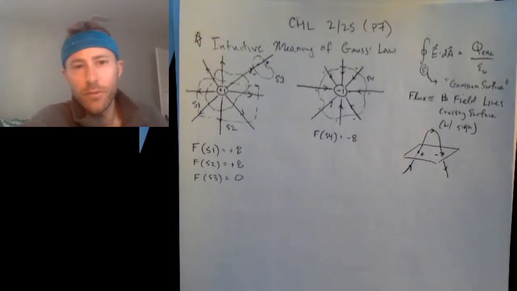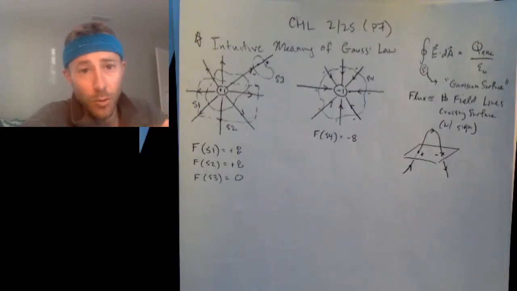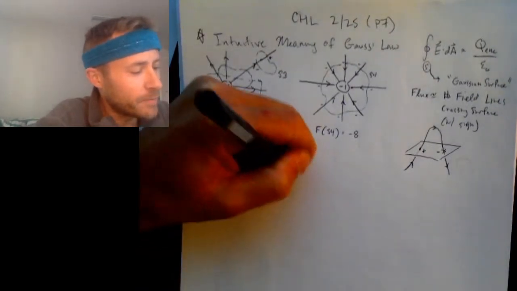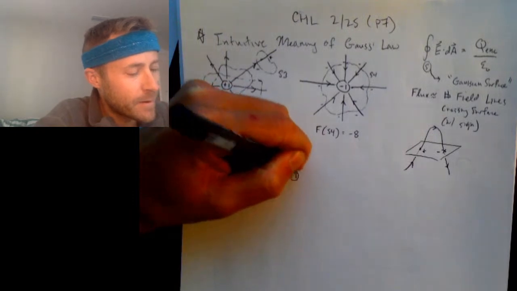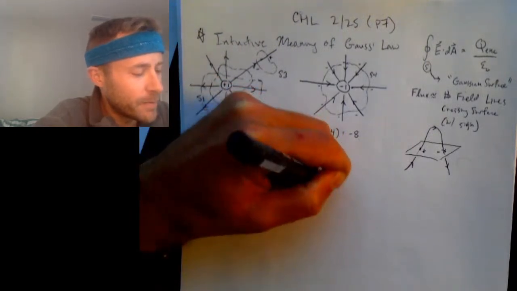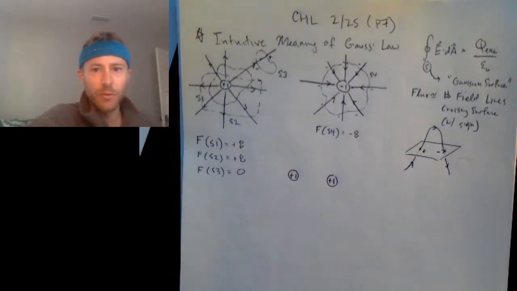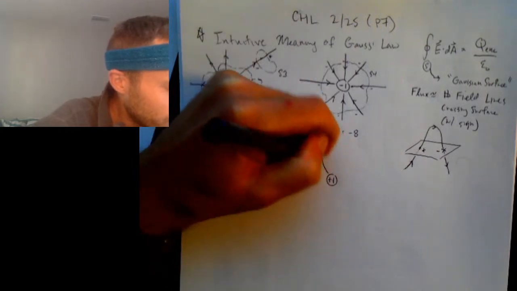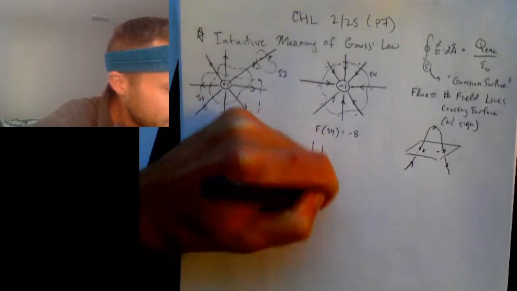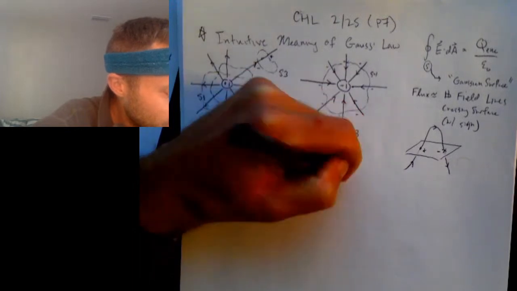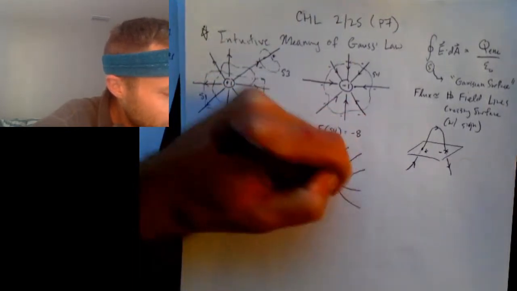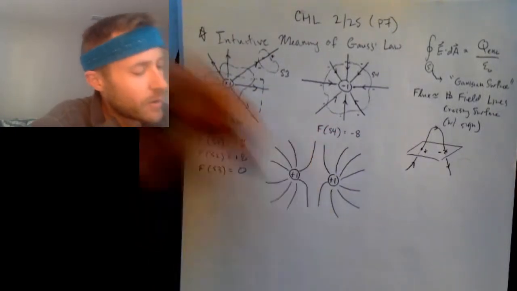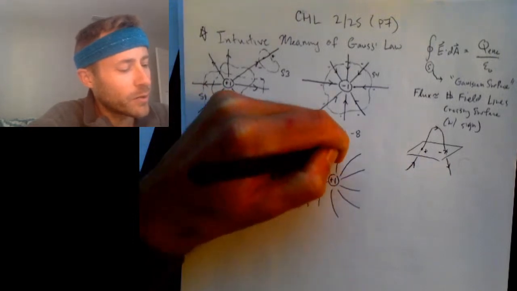What if we have more than one charge inside of our Gaussian surface? So maybe I have +1, and then another +1. Okay, so if you recall, the electric field pattern for this looks something like this. All these field lines are going out because it's a positive charge.